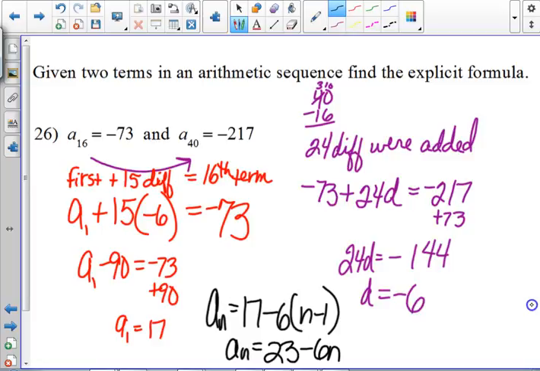All right. Yes. Where did 15 come from? Can someone answer her question? We did 40 minus 16 and there were 24 differences, right? But then we were trying to go back to the first term. To find the first term from this one, we had to subtract 15 differences. Does that make sense?